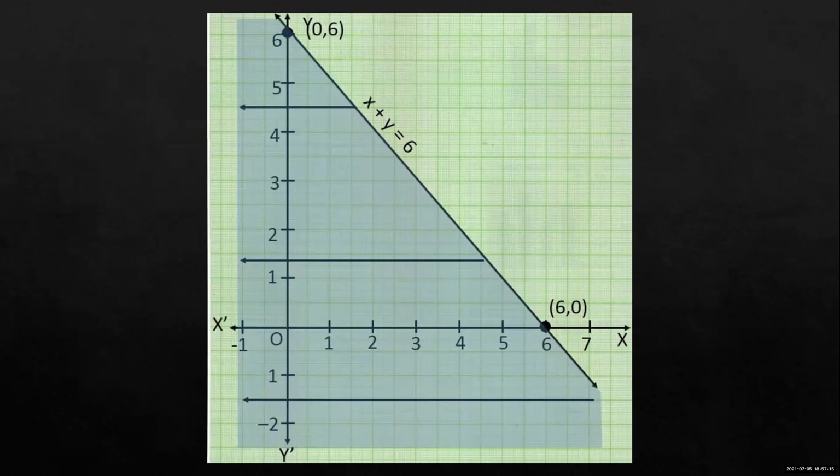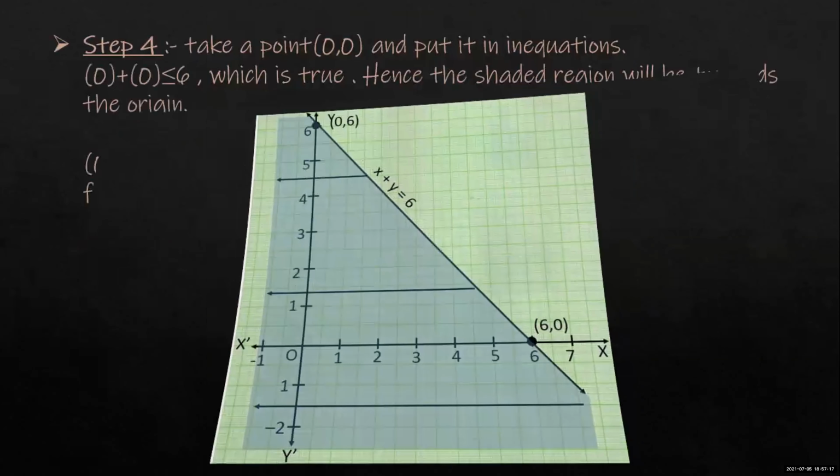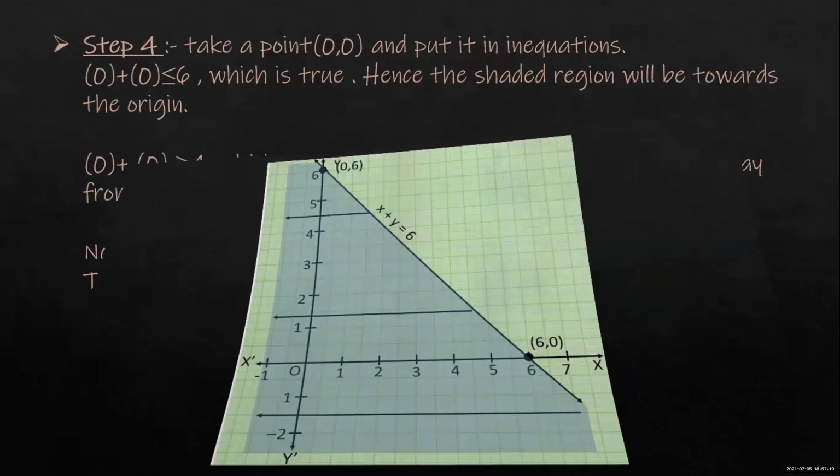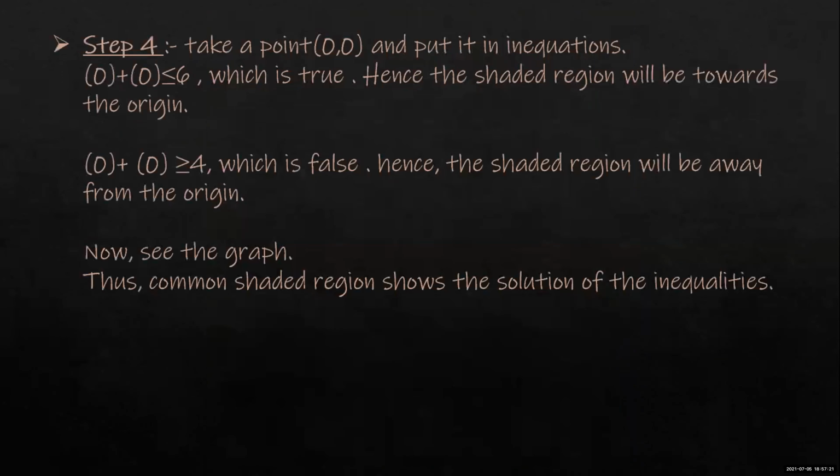The next step, in order to obtain the shaded region, which is the actual solution, is to take the point 0, 0, that is x is equal to 0 and y is equal to 0. Substituting it in the first inequality, x plus y is less than or equal to 6, that is 0 plus 0 is less than or equal to 6, which is true. So we shade it inwards towards the origin.